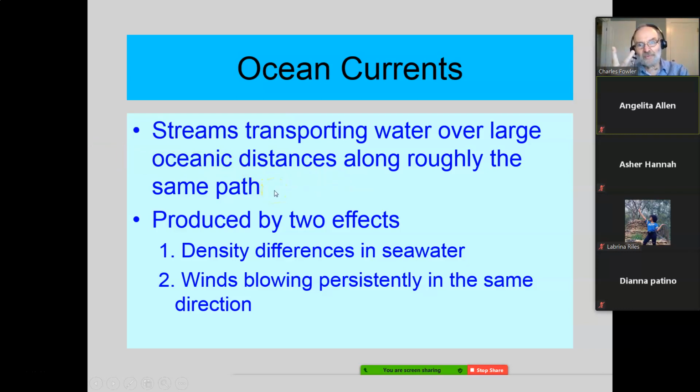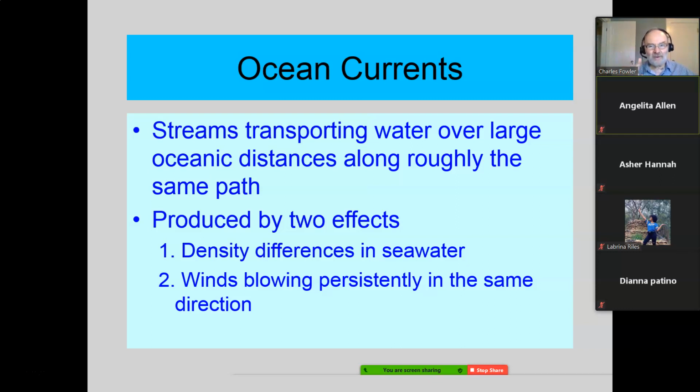Now, these are generally produced by two effects. The first of these are density differences in the seawater. Now, density differences occur for a couple of reasons. I think we're going to talk about these separately, so I won't go into great detail here. The second of these is wind blowing persistently in the same direction for a long period of time. Remember, we talked about fetch of waves. Same type thing here, but this is dragging water and that's making it move.